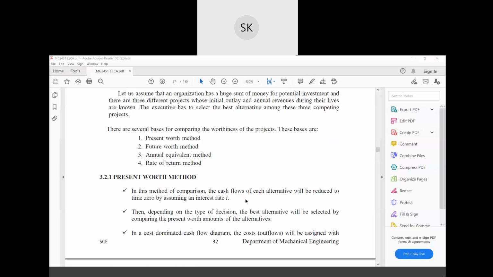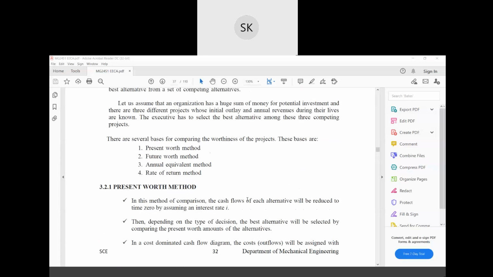Number one is the present worth method. In this method of comparison, the cash flow of each alternative will be reduced to time zero by assuming an interest rate I. Then, depending on the type of decision, the best alternative will be selected by comparing the present worth amount of the alternatives.